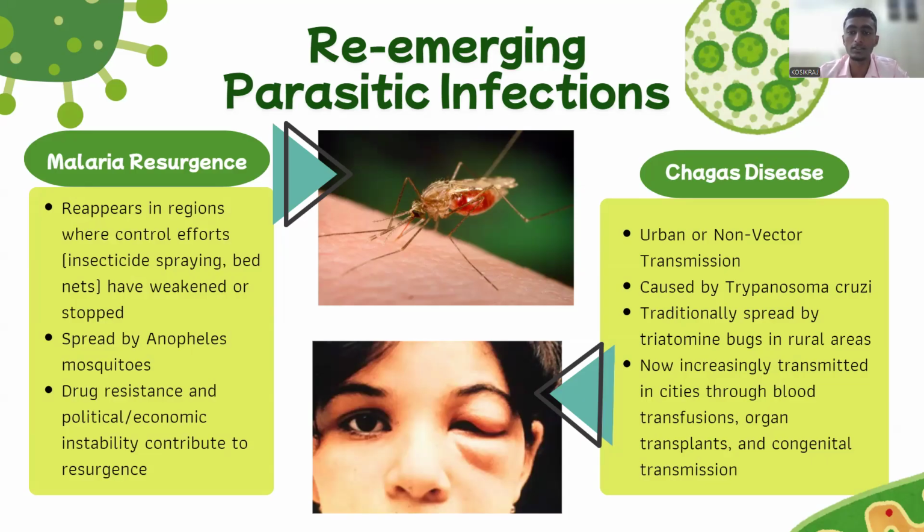So next is Chagas disease, which is caused by Trypanosoma cruzi. It was traditionally spread by triatomine bugs, also known as kissing bugs, in poor and rural areas, but now it's spreading in urban areas too. It is normally transmitted through blood transfusions, organ transplants, and congenital transmission. This urban transmission is a new challenge, and it highlights the importance of screening blood and organ donors for parasites, not just bacteria or viruses. Next slide, please.